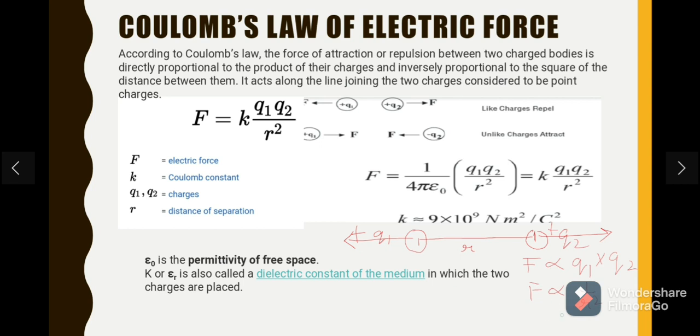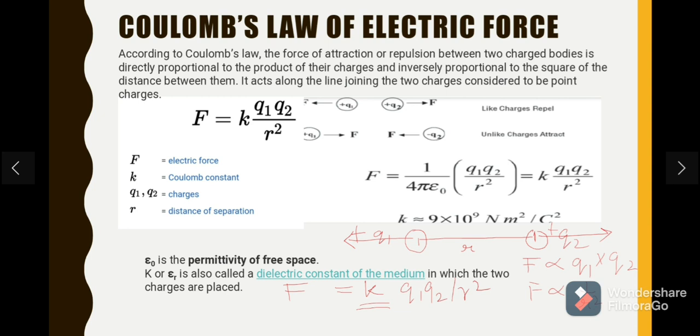Fine. So when we combine these two factors, what do we get? Force equals k times q1 q2 by r square, where k is a constant. This constant has a value of 9 into 10 to power 9 Newton meter square per coulomb square. We will study in detail about this constant later on in the chapter.